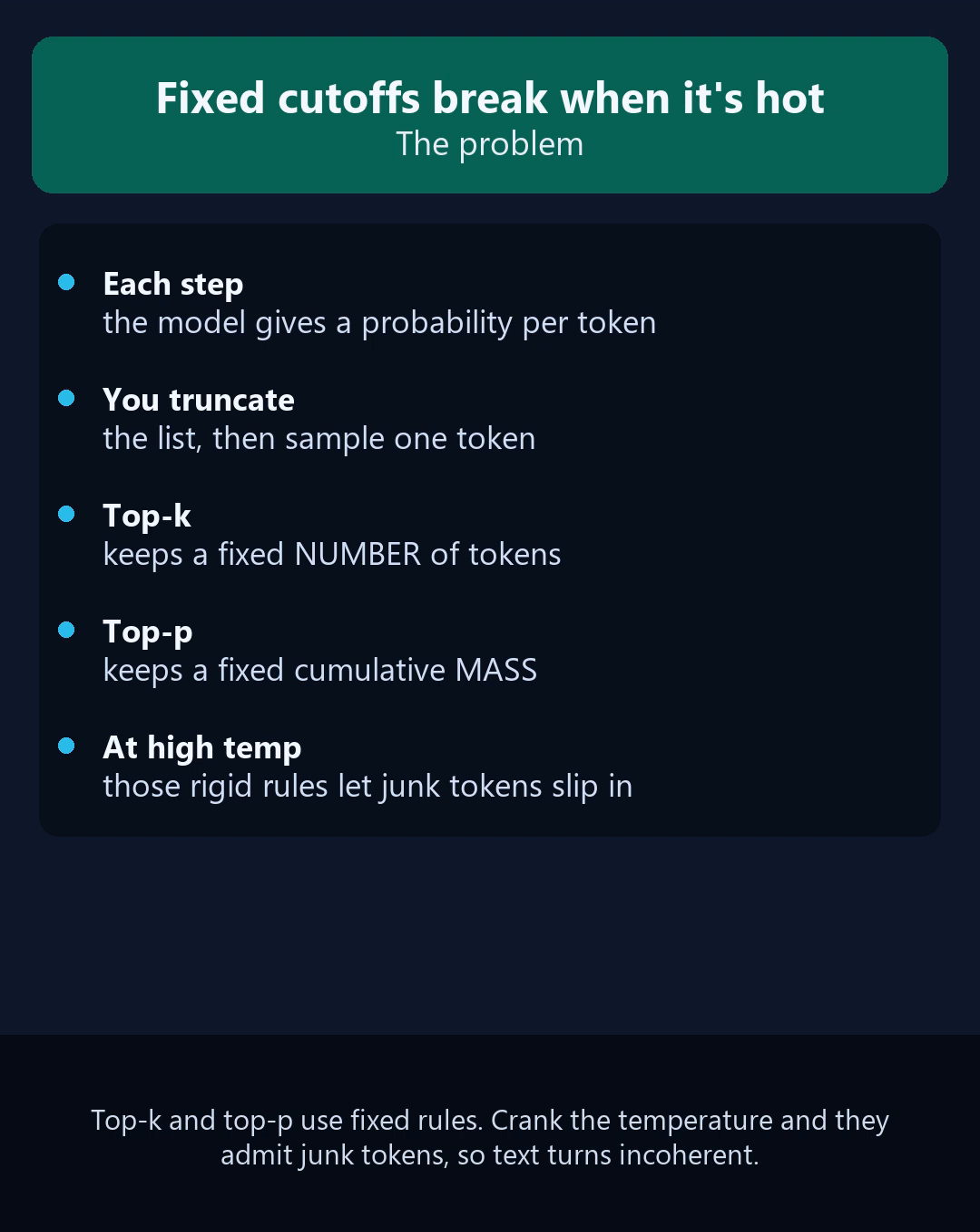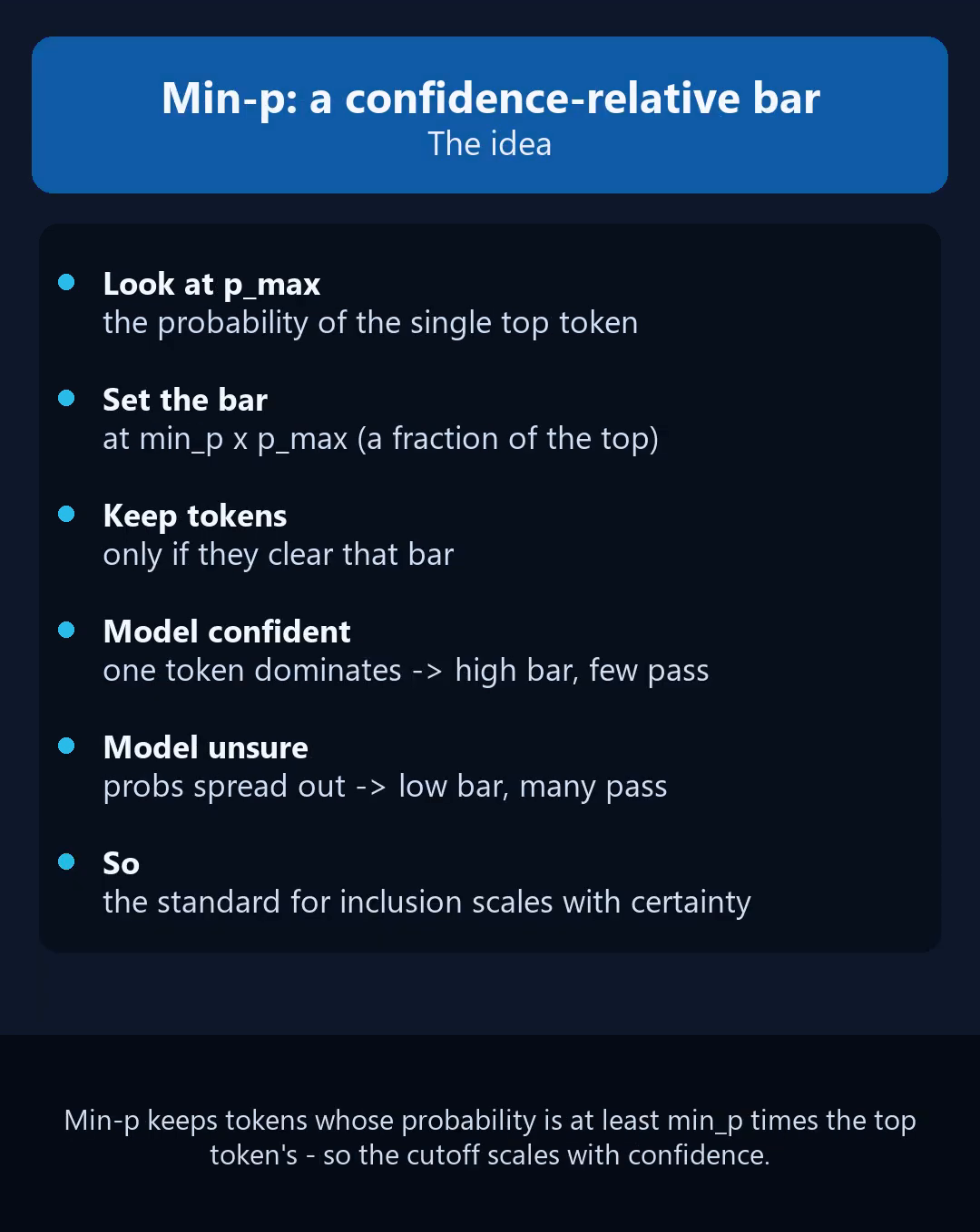Every step, a model outputs a probability for each possible next token. To pick one, you truncate that list, then sample. Top K keeps a fixed number of tokens. Top P keeps the smallest set whose probabilities sum past a threshold. Both apply a fixed rule regardless of context. Raise the temperature to boost creativity, and that rigid rule lets unlikely junk tokens slip in, so the text drifts into incoherence and rambling. MinP makes the cutoff adaptive.